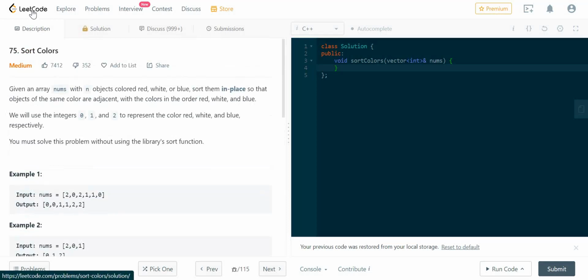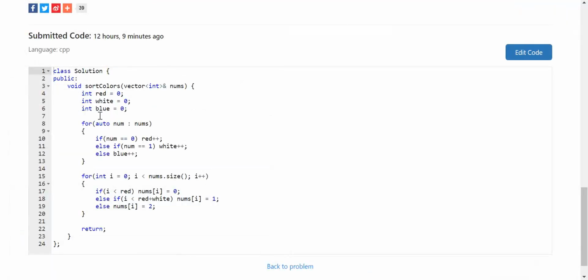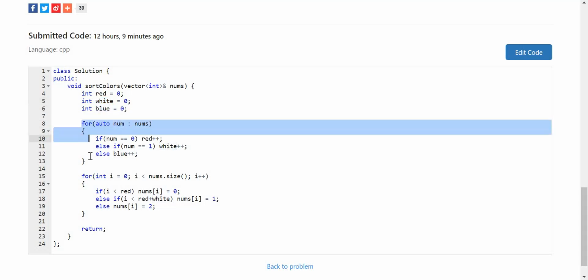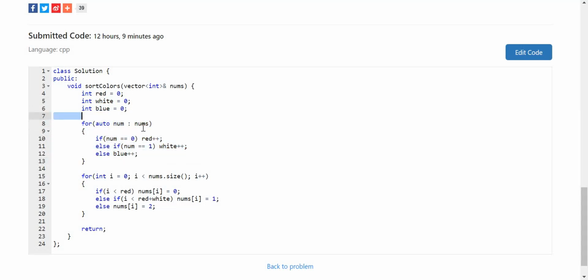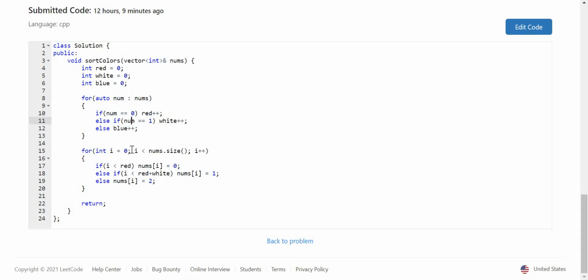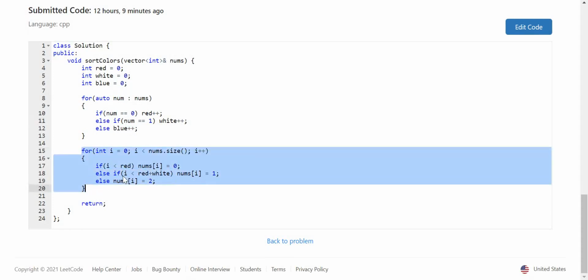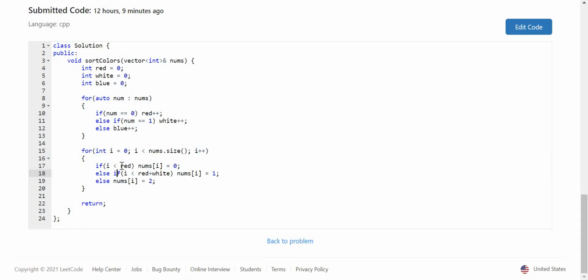Let me show you my submission. So this is the solution that I was talking about. This is red: it counts the number of reds in the array, white counts the number of white objects, and blue counts the number of blue objects. Initially I went through this array, and for every number n in this nums array, if the value is 0, 1 or 2, I have incremented the corresponding counter.